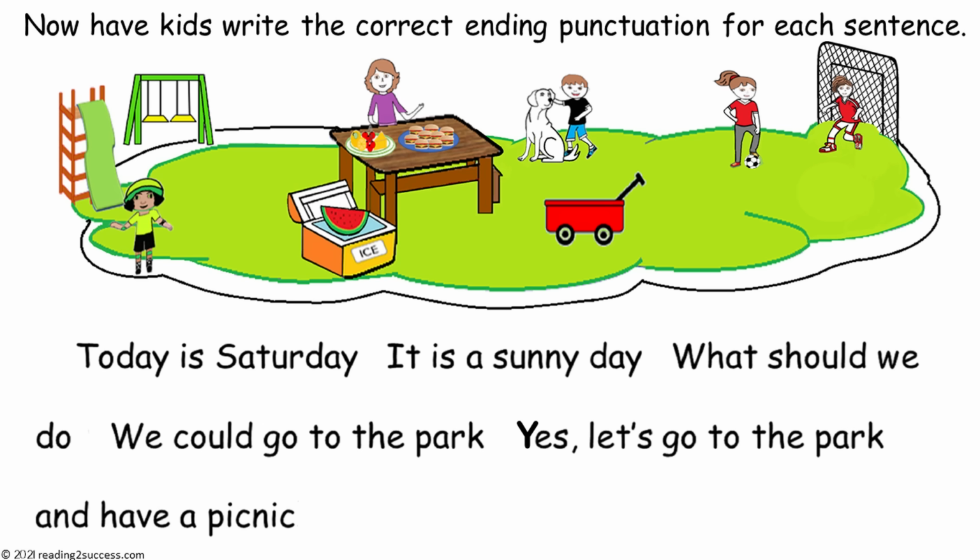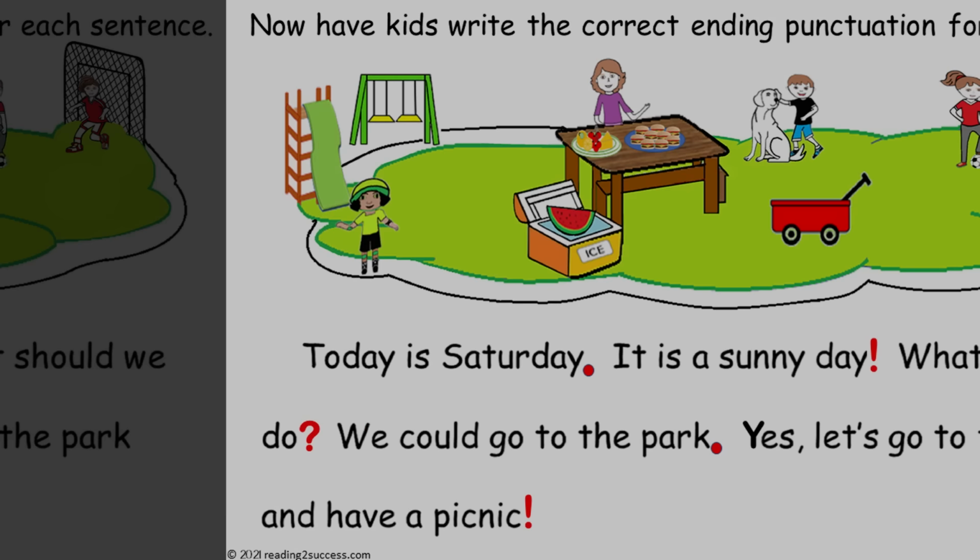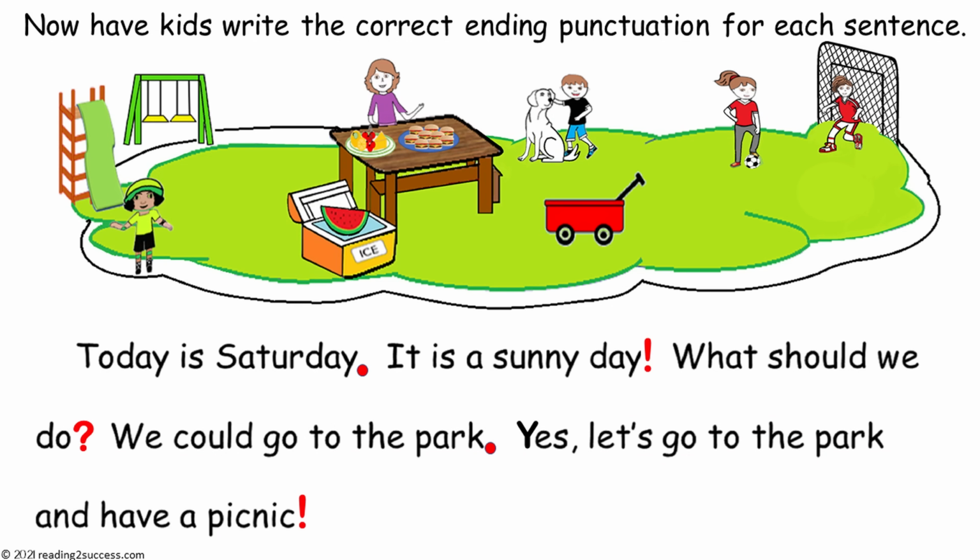Now have kids write the correct ending punctuation for each sentence. This is the completed example. Today is Saturday. It is a sunny day. What should we do? We could go to the park. Yes, let's go to the park and have a picnic.